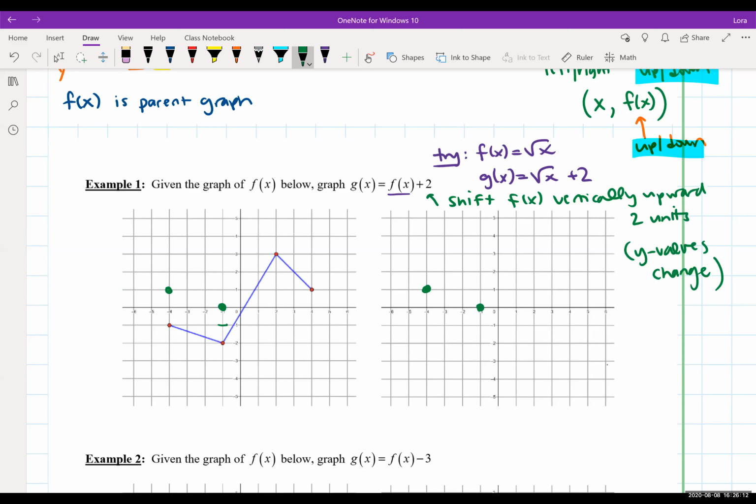We'll take the third point, 2, 3, shift it up 2 units. And the new point is now at 2, 5. We're going to transfer this over to our final draft. And for 4, 1, we're going to shift that up 2 units, and our new point will be 4, 3. Copy that over to your final draft. So see how the y values have changed.